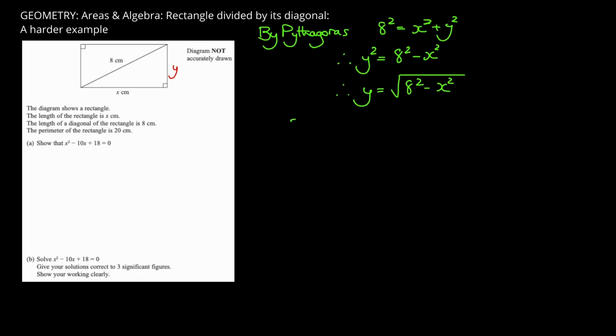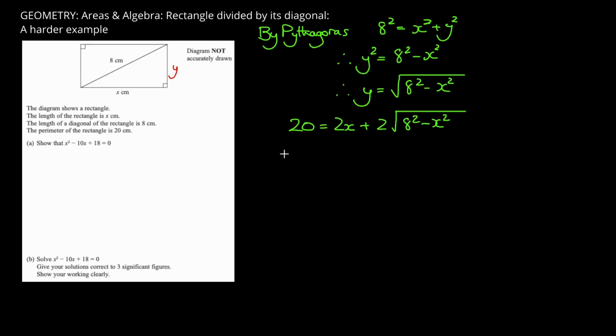Therefore, we can say that 20 must equal, well, the perimeter is 2x, because we walk along that length twice, and we do this length twice, plus 2 times the square root of 8 squared minus x squared. Now that looks a bit complicated. What we've got to try to do is to isolate this square root on its own, then square the equation, and then we'll be able to solve it.